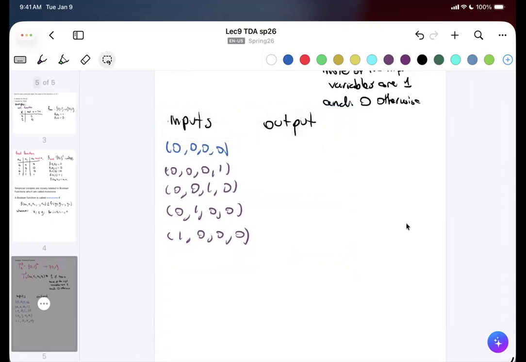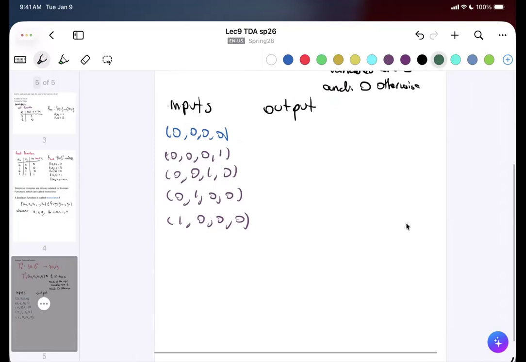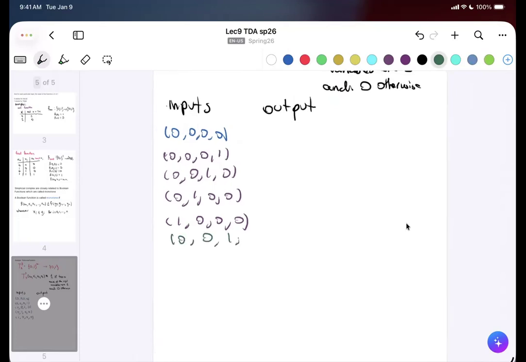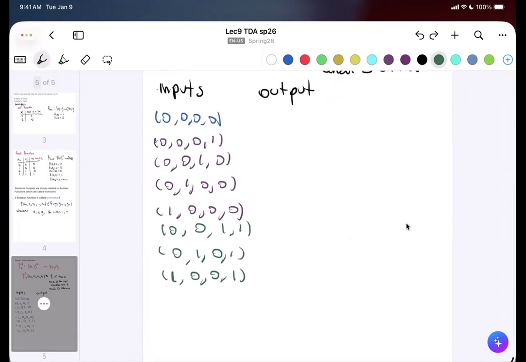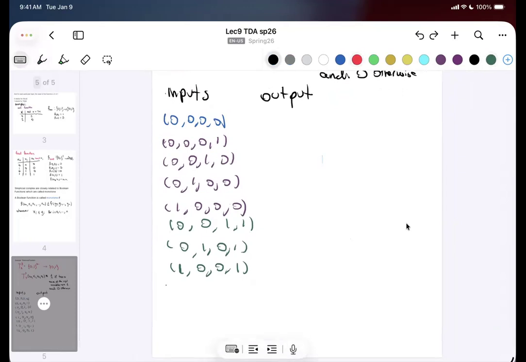Then I'll put the next 9 or 10 in a different color, which would be 0, 0, 1, 1, 0, 1, 0, 1, 1, 0, 0, 1. Oops. Okay. Then where am I? I'm here.